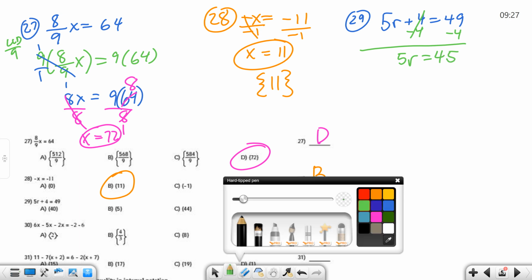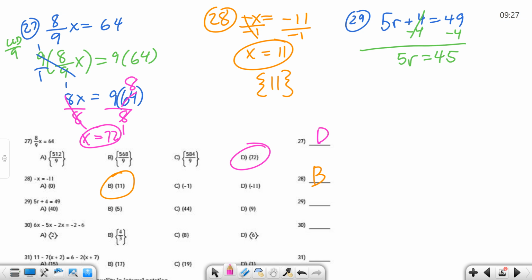The thing by itself always tells you what to move. The 49, subtract the 4. Now we divide by 5 on both sides, and we get r equals 45 divided by 5 is 9. R equals 9, which is D.